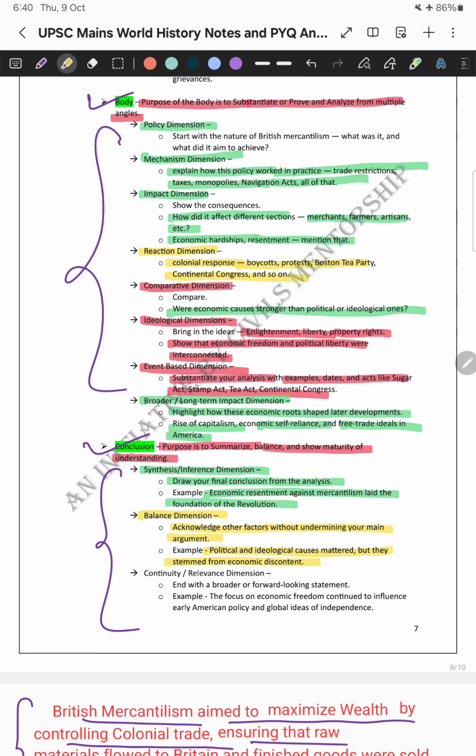So that means the economic factors were the main root. From there, the other factors grew. So this is also another way of concluding your answer.